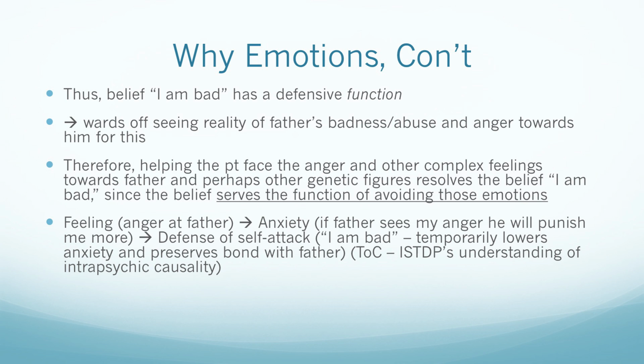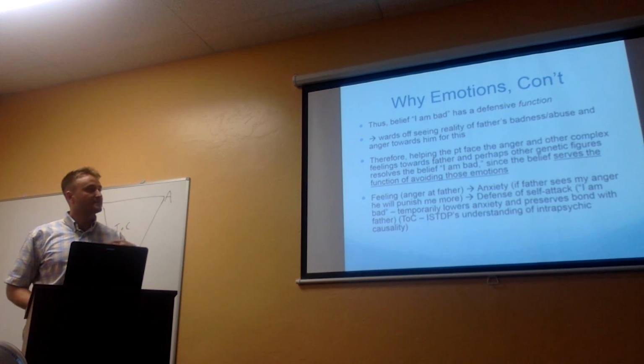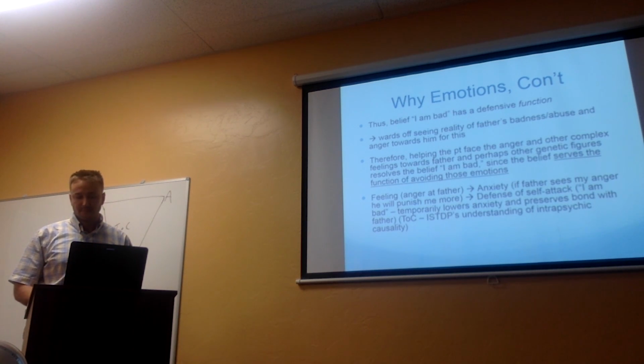So, again, the triangle of conflict: the feeling, anger at the father for being abusive; anxiety up here, in this corner, "if father sees my anger, he'll punish me"; then defensive self-attack, "I am bad," which temporarily lowers the anxiety and preserves the bond with the father. So this triangle of conflict is really ISTDP's understanding of intrapsychic causality, which is different than CBT.